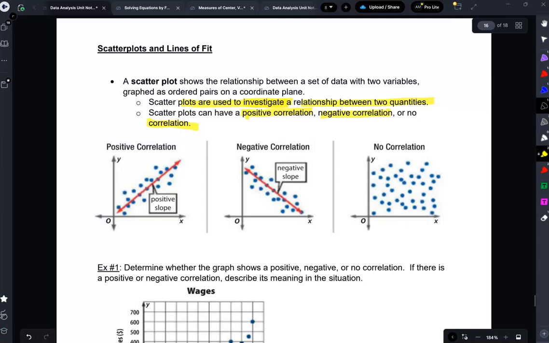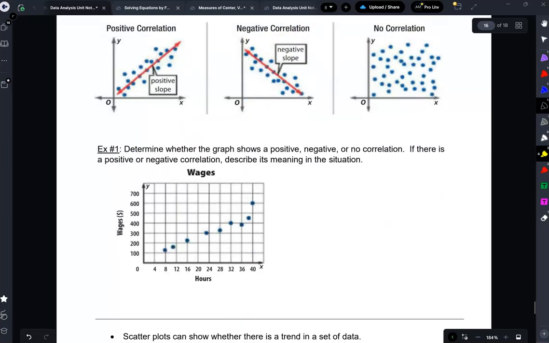And then in this one, you can see that there is clearly a negative slope or a negative correlation. Here, do you see the difference? There is absolutely no correlation. There is no trend, okay? So look at this one.